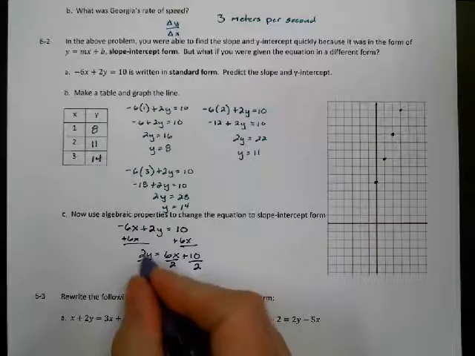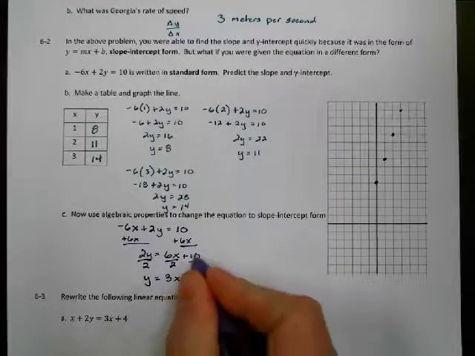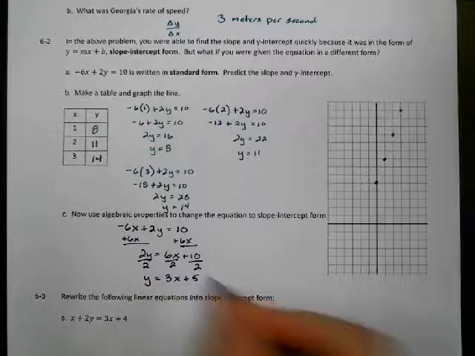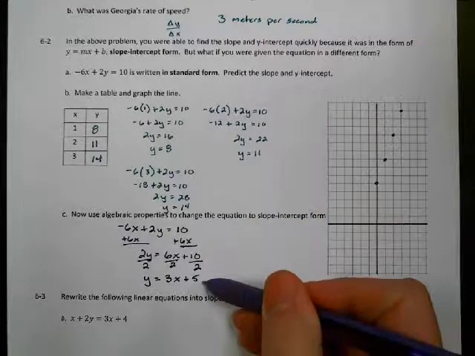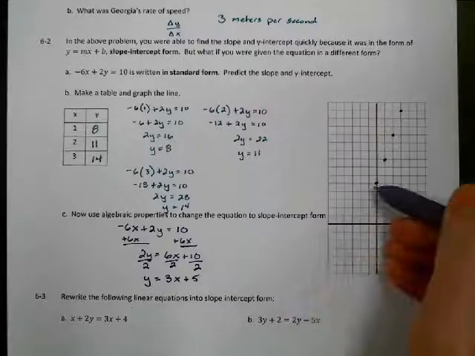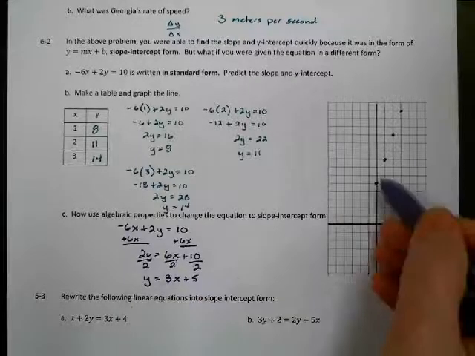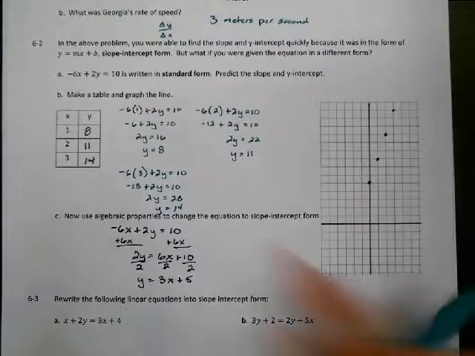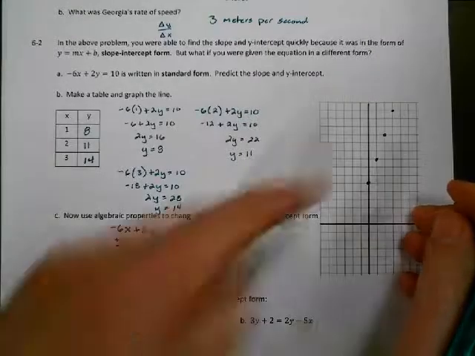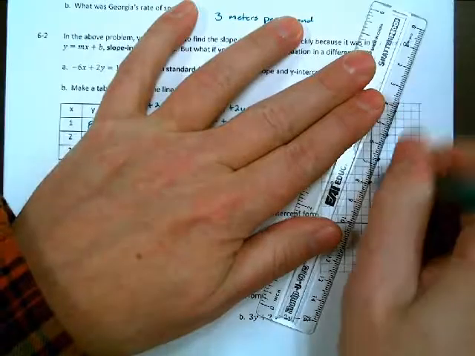So we get over here, y is equal to 6 divided by 2 is 3, so this is 3x, and 10 divided by 2 is 5. Now we have the equation that was in standard form into slope-intercept form. And look what we got here. 5 is the y-intercept. That's what we got here when we made a table. The slope is 3. This goes up 3 and over 1. So we can see now that our graph is matching the slope-intercept form. And there's our line.